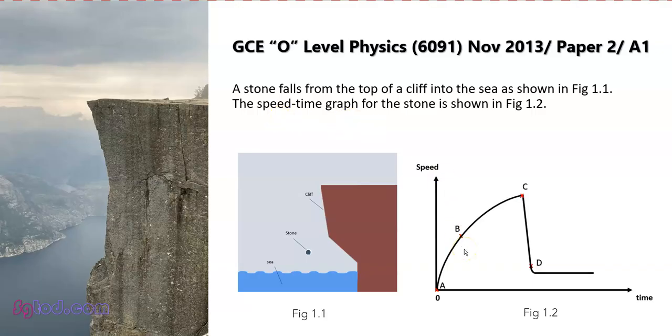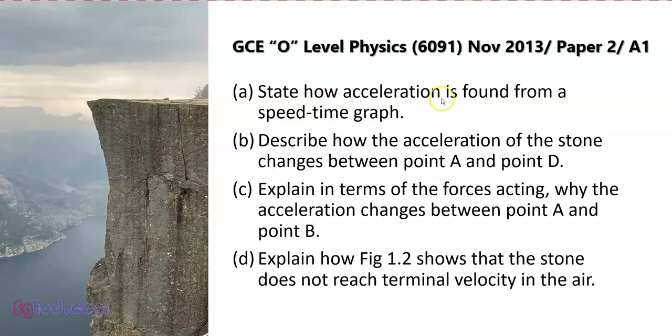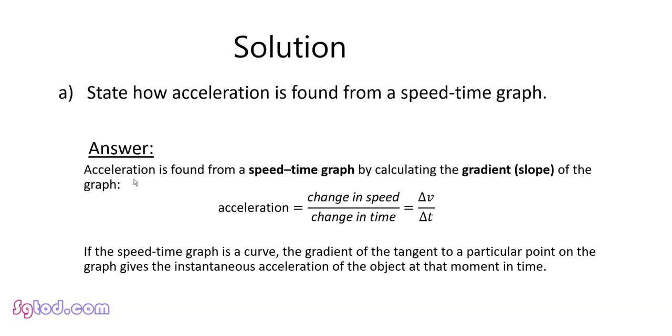In part A, you are required to state how acceleration is found from a speed-time graph. This is how you should answer. Acceleration is found from a speed-time graph by calculating the gradient of the graph. If the speed-time graph is a curve, the gradient of the tangent to a particular point on the graph gives the instantaneous acceleration of the object at that moment in time.